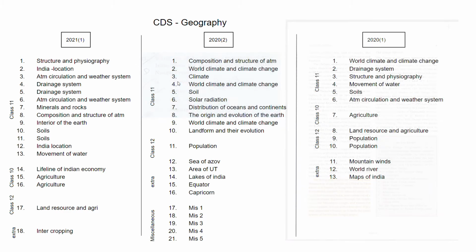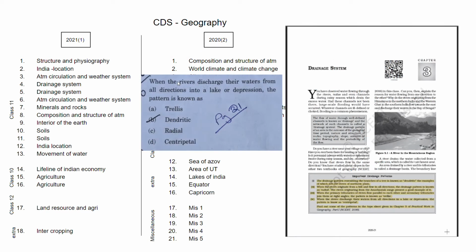Coming to the next question, which is also from the drainage system. When the rivers discharge their water from all directions into a lake or depression, the pattern is known as. Look at the fourth point, drainage system of India, class 11th. When the rivers discharge their water from all directions in a lake or depression, the pattern is known as centripetal. Okay, so the answer to this question is centripetal.